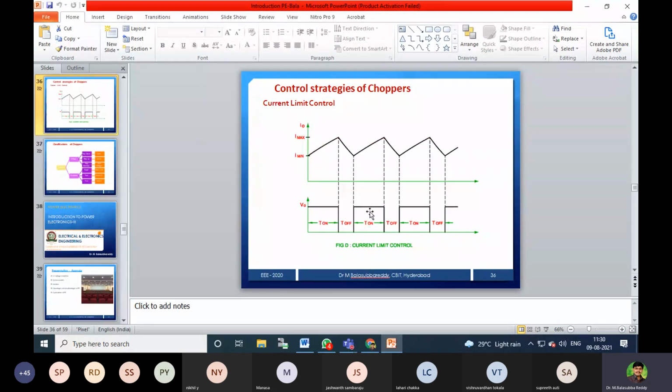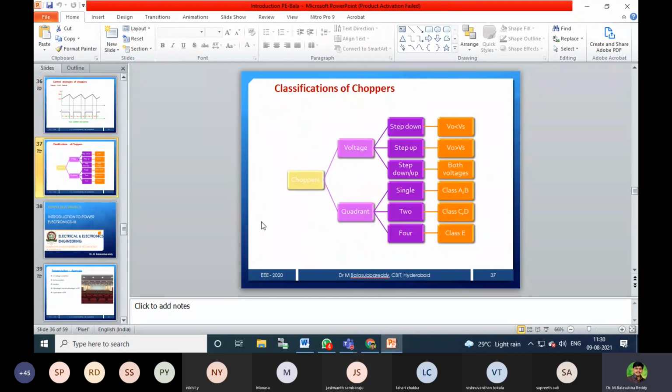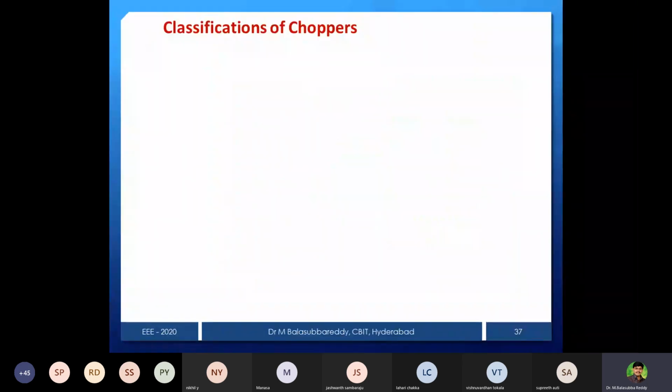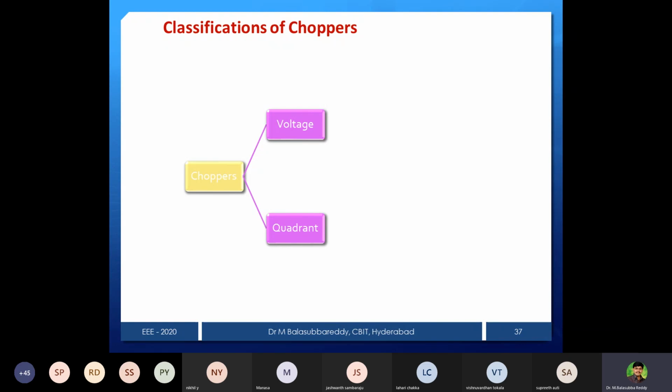Next class is there, and another classification also. Let me show this classification of choppers, as I mentioned, and this will end the chopper introduction. Choppers are classified based on the voltage level and quadrant operation. Whether you need a higher voltage or a lower voltage, that is one classification based on the voltage levels. Another classification is quadrant operation.